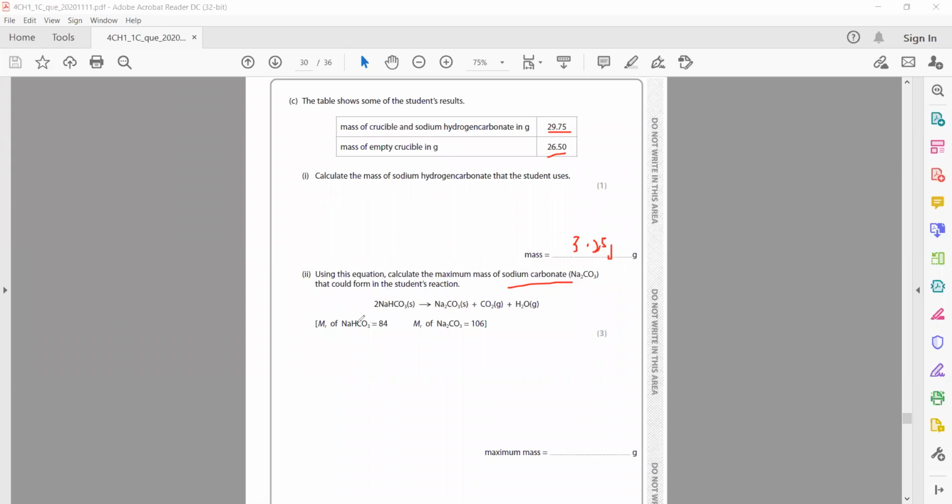We need the mass of sodium carbonate. First we'll get the moles. Moles equal mass in grams over molar mass. So 3.25 divided by the molar mass of sodium hydrogen carbonate, which is 84. How many moles are there for sodium hydrogen carbonate? 3.25 divided by 84.